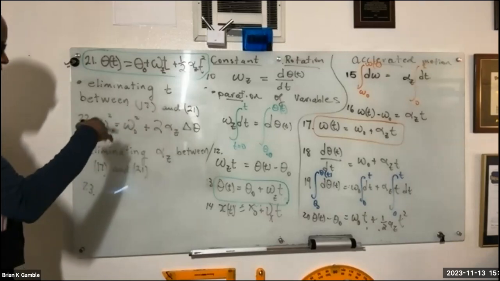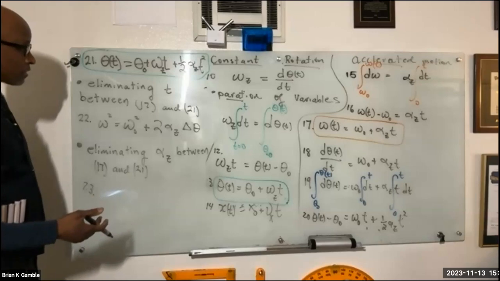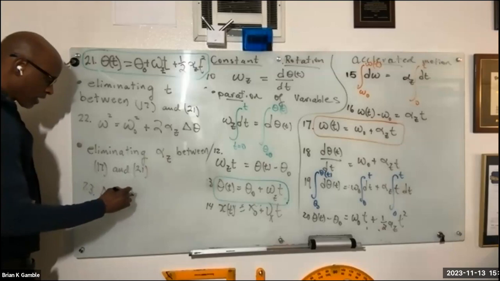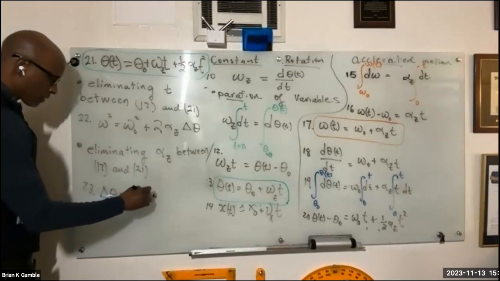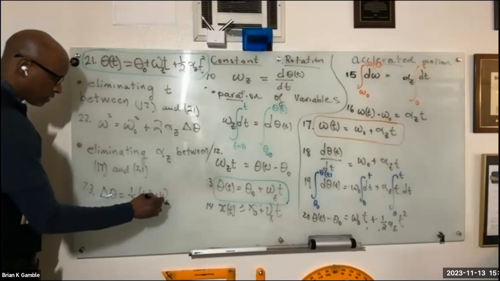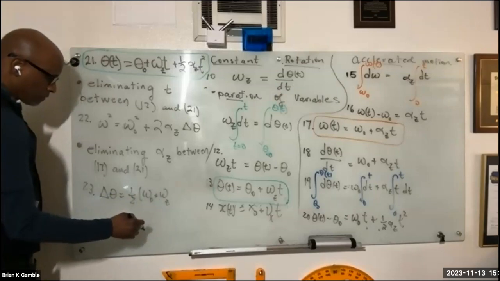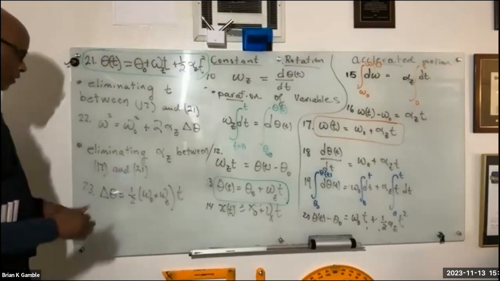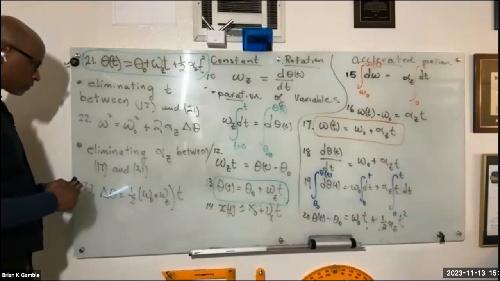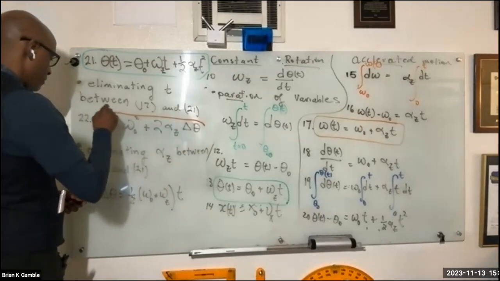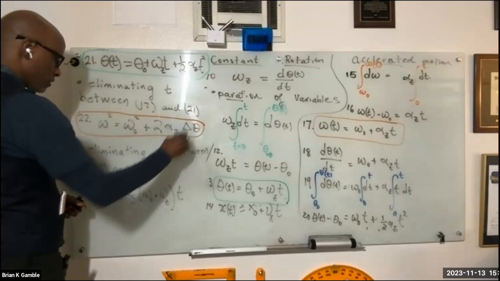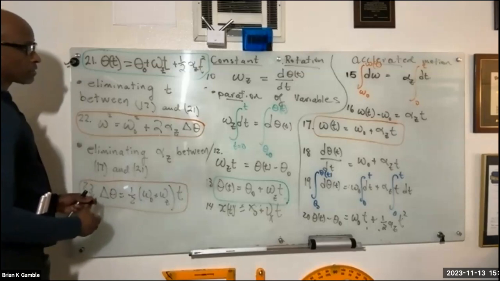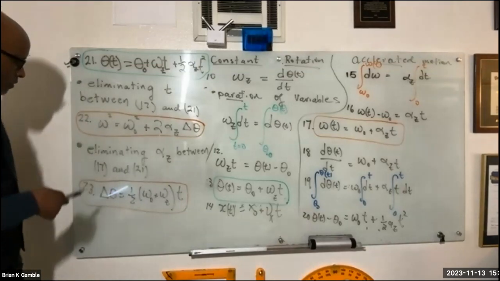Yeah, so then you get what I call the average velocity equation. It says delta theta is equal to 1/2 (omega naught plus omega z) times t. And so that's it. That's going to be the four equations for accelerated motion in terms of rotation: equations 17, 21, 22, and 23.